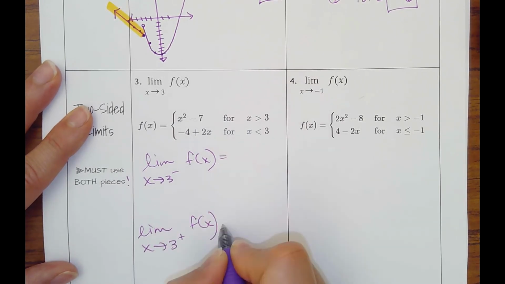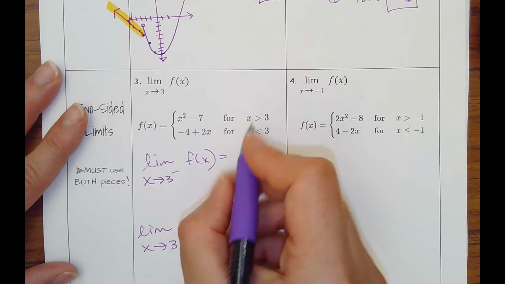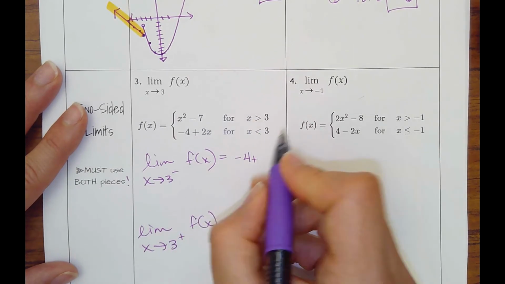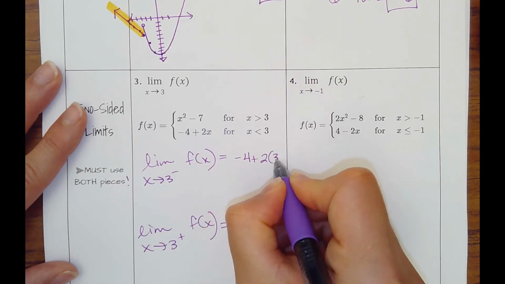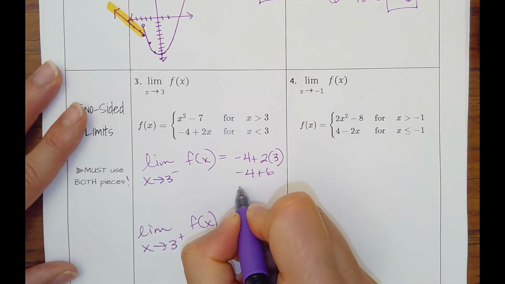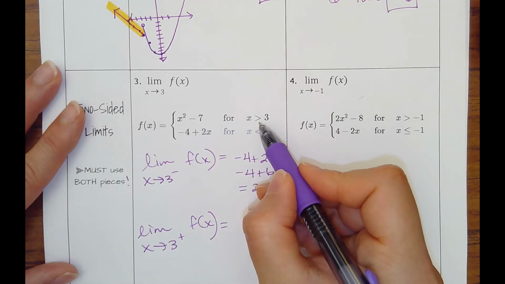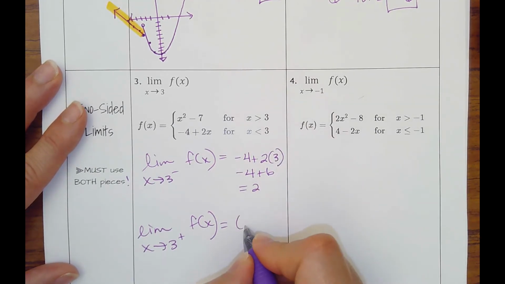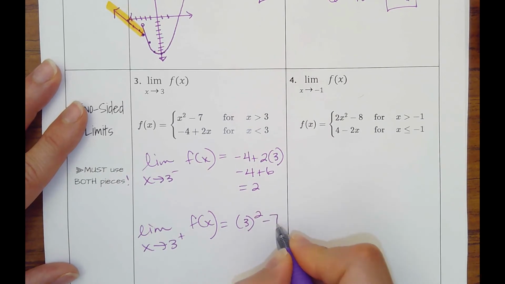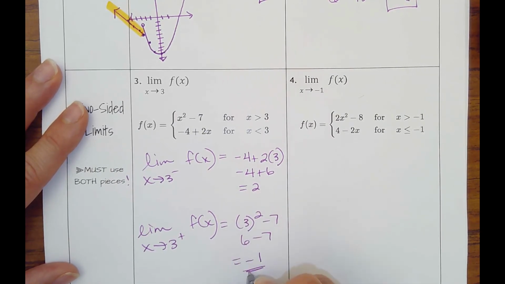Which piece are we going to use when x approaches 3 from the left? That would be the one that has x values less than 3, so it'd be this one. So -4 plus 2 times 3 would be -4 plus 6, which would equal 2. And then this one, we're going to use the one for x values greater than 3, which would be 3 squared minus 7, which is 6, minus 7, which equals -1. Because these don't match up, this is a DNE.